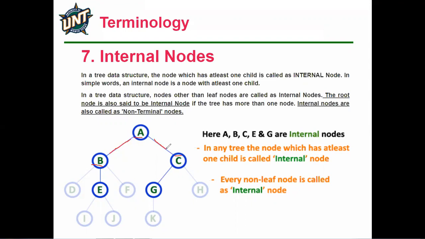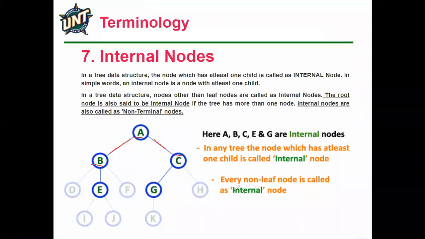That's why it is also called an internal node. Any internal node is a node with at least one child. If a node has at least one child, it is called an internal node. So here A, B, C, E, and G. E also has a child, G also has one child, so they are called internal nodes.